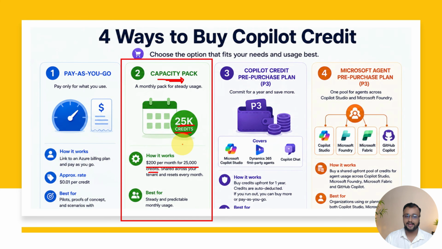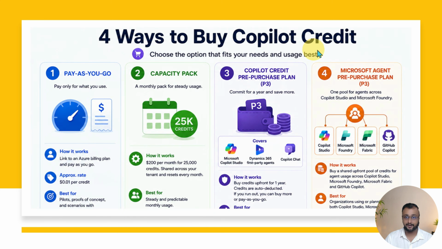Now the thing is that these are not carried forward. So if in a month you do not consume it fully and you have left some credit, in the second month it will not renew, it will just start from zero. So the people who have regular usage of Copilot Credit usually go with this capacity pack license. And pay as you go is mostly suitable for people who are doing experiments, POCs, and really don't know the consumption. For them, pay as you go will be a good plan.